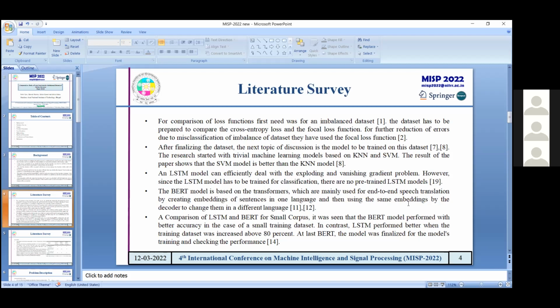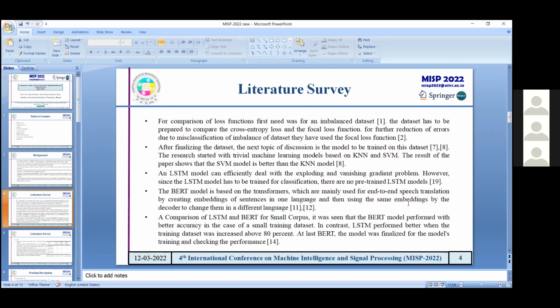Now coming to the finalization of the dataset, the next topic of discussion is the model to be trained on this dataset. The research started with trivial machine learning models like KNN and SVM. The result of this paper shows that the SVM model, which is support vector machine, is better than the KNN model. Now coming to the models, the LSTM model can efficiently deal with the exploding and vanishing gradient problem. However, since the LSTM model has to be trained for classification, there are no pre-trained LSTM models.